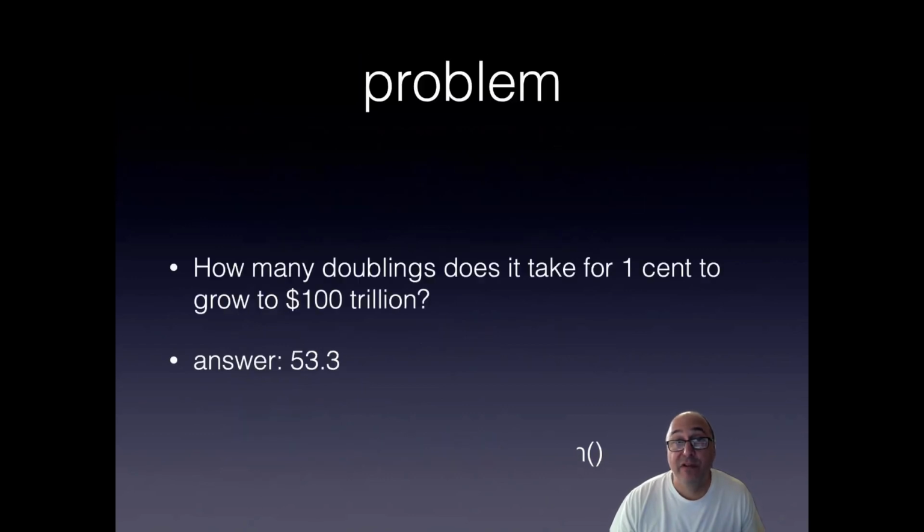So n is 53. And so now we can answer the question, how many doublings does it take to go from 1 cent to $100 trillion? The answer is 53 doublings.